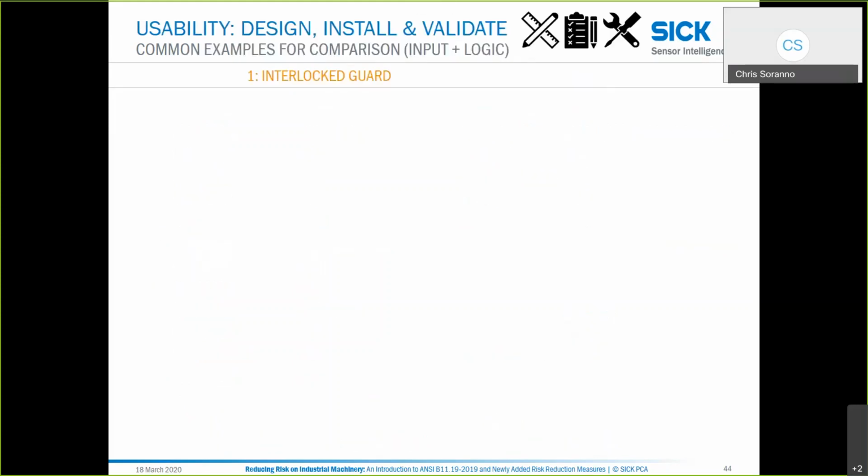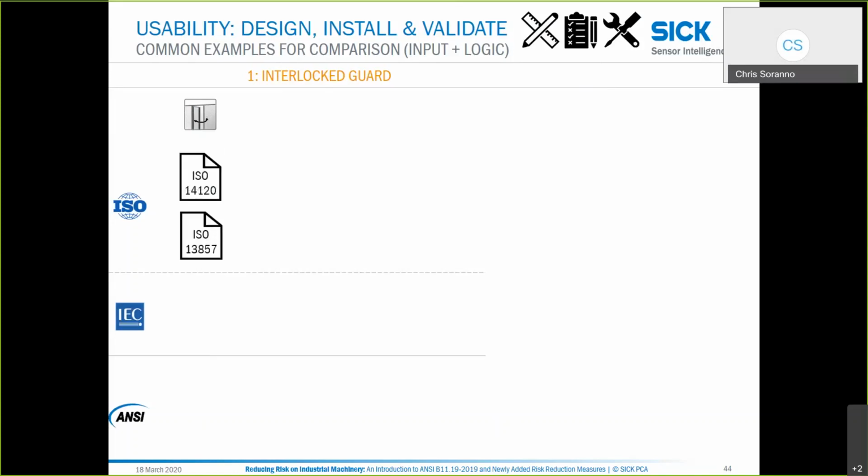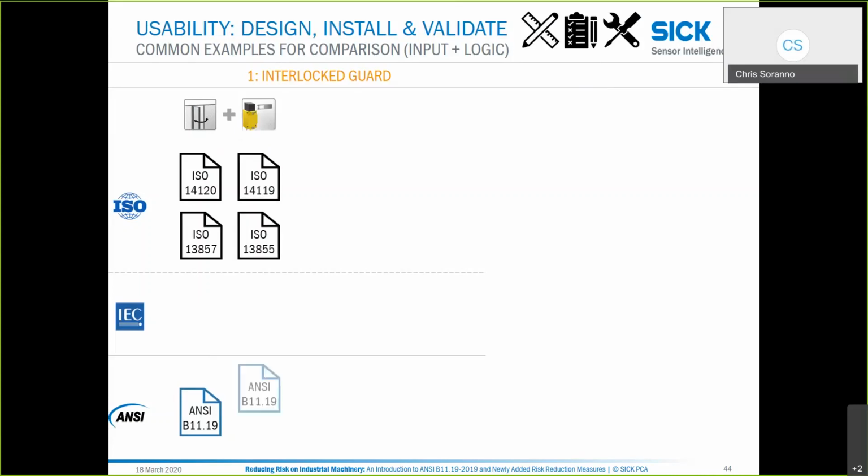If we look at it from just the usability aspect, if you're designing, installing, or validating common examples, I picked two examples here to look at. One is an interlock guard. Most of us are familiar with interlock guards. And we're just looking at the input and the logic function. If I wanted to figure out how to design and implement the guard itself, the standards I would need internationally versus domestically, the interlock to put on that guard is going to have different standards. If I want to apply a slide bolt, an inhibit function, there isn't even a standard out there internationally that addresses this. B11.19 is the only standard that gives guidance for slide bolts and other inhibit functions.